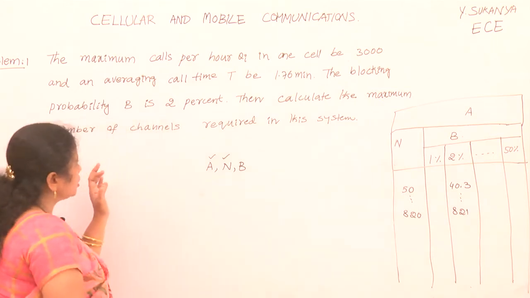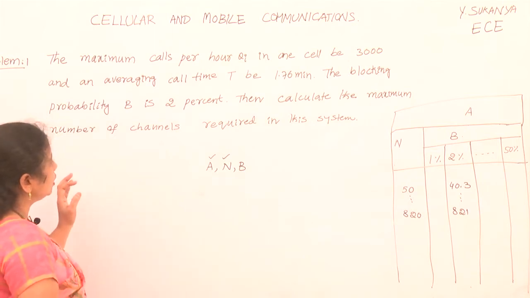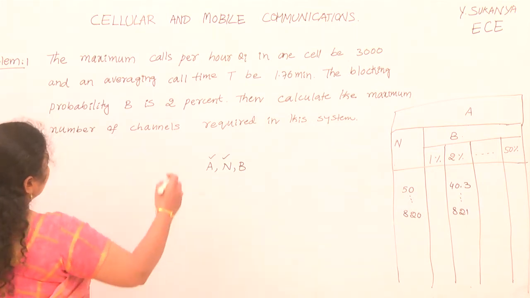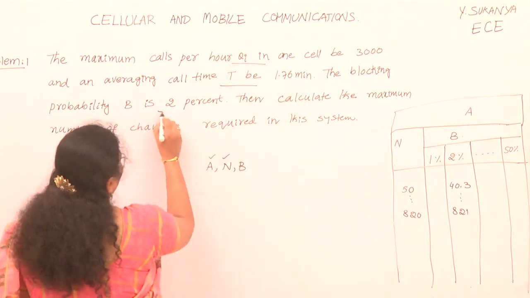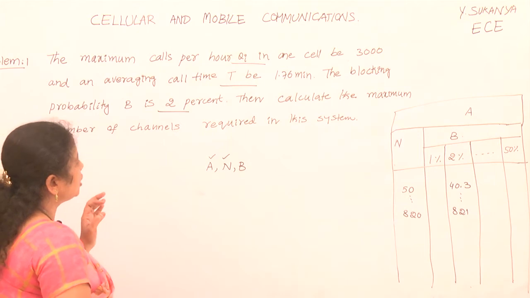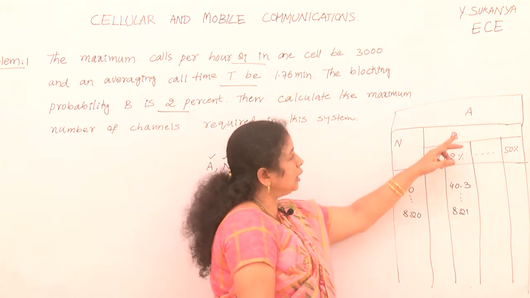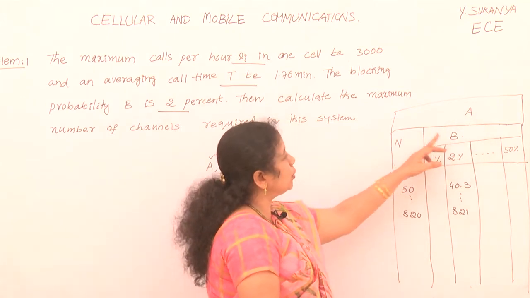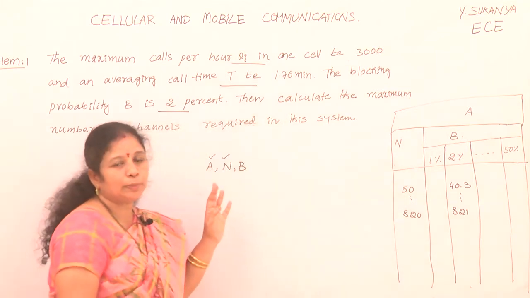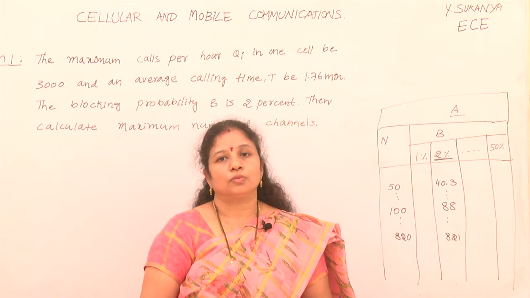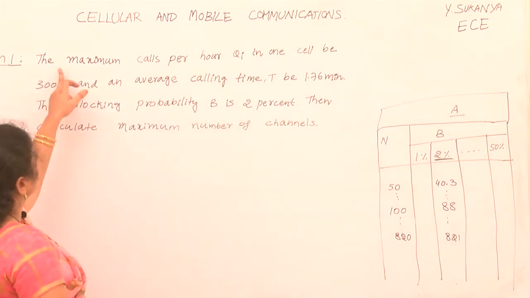First, by understanding this problem, I can write the given data. The given data is Qi, time period and blocking probability. Based on these three parameters, first I need to calculate the offered load. Then using this offered load with the blocking probability, it is possible to find out the number of channels required in that particular system.